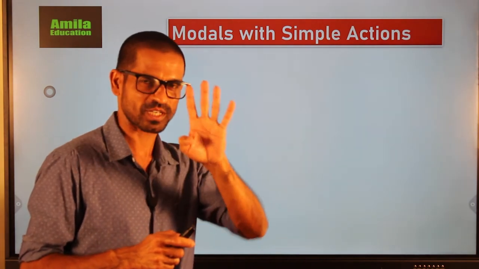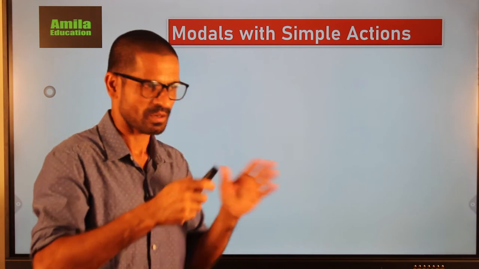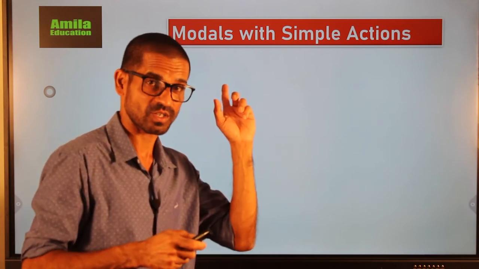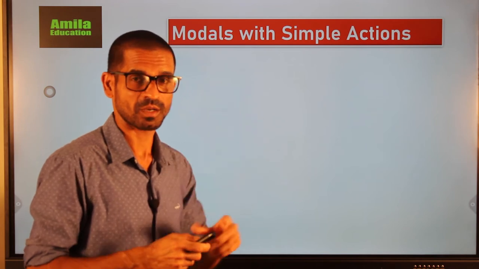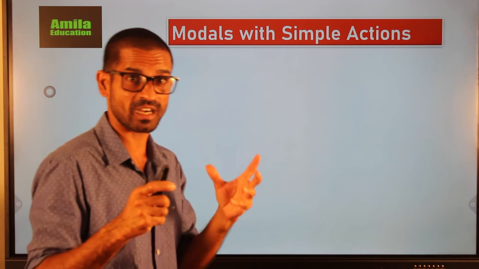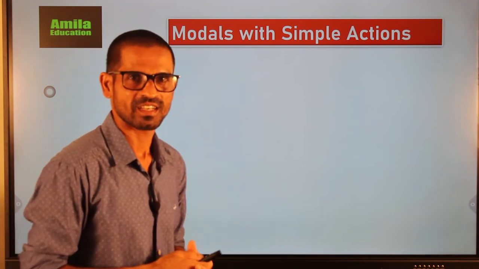You know, there are four types of actions: simple, continuous, perfect, perfect continuous. We learned them before, right? Please refer to my previous videos. So here, I am going to teach you only with simple actions, right?